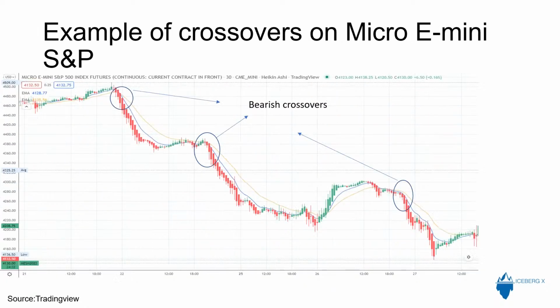Again, just to put it in context into a different market, this is basically an example of a Micro E-mini S&P. Again, the same principle applies. If you have a bearish crossover, if you see red Heiken Ashi bars, that tells you the market generally is going to be on a downtrend. So that will be a good entry point for you to be shorting the market.